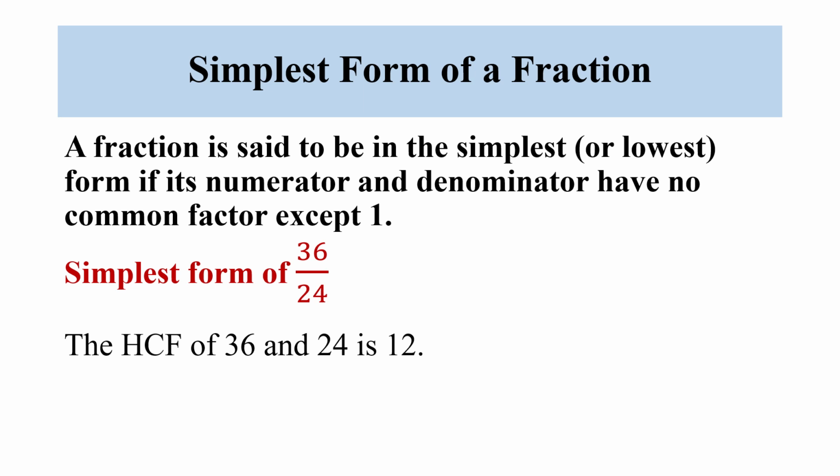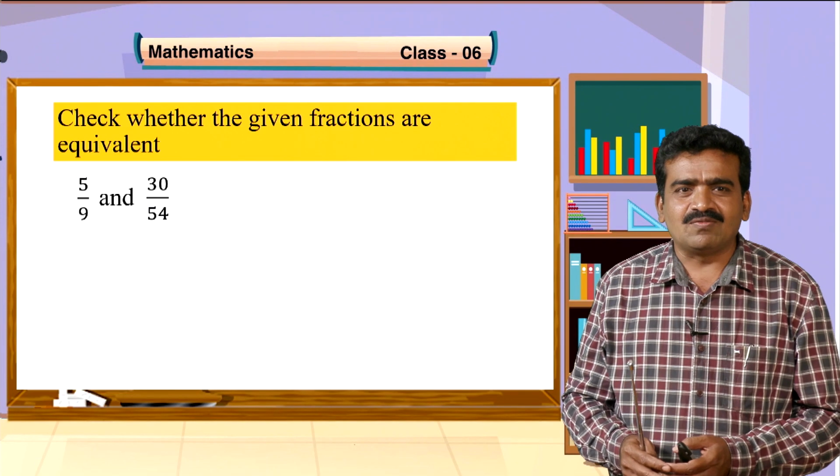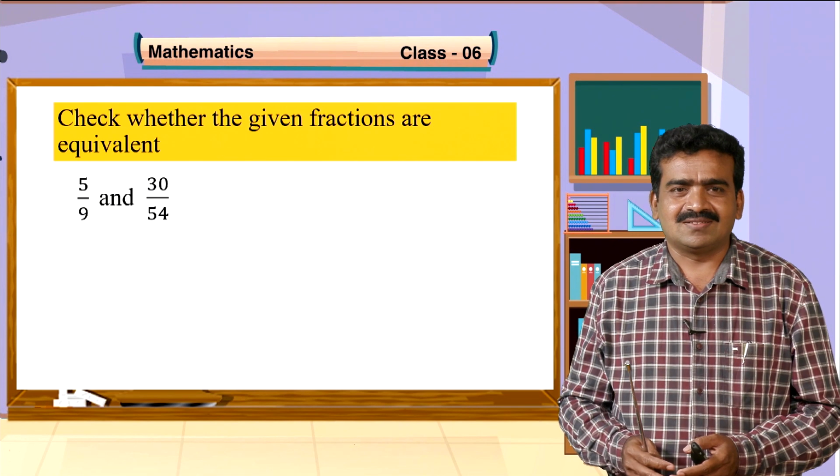Now divide 36 and 24 by 12. How much will you get? Very good, my dear student. If you divide 36 by 12, we will get 3, since 12 threes are 36, and for 24 by 12, 12 twos are 24. Then the simplest form of the fraction is 3 by 2. Now let us check whether the given fractions are equivalent or not.